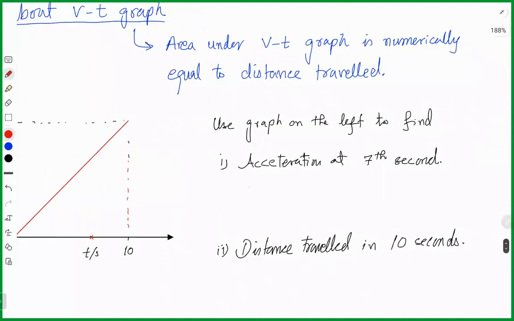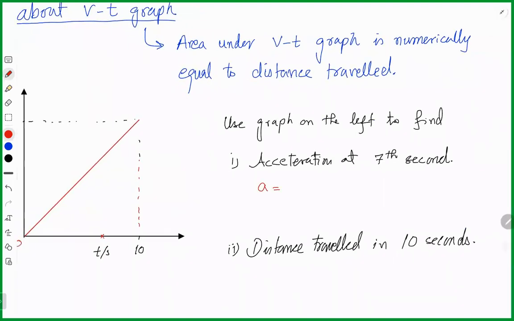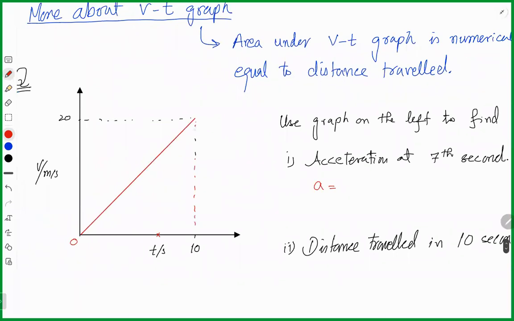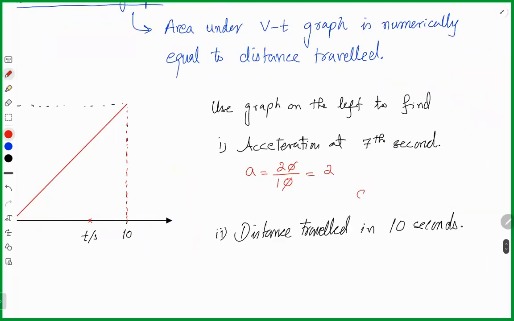In this case, acceleration will be the gradient of the graph, which is rise over run. What is the value of rise for the whole thing? 20. And what is the value of run? 10. So 0 cancels with 0, you get 2. What will be the value of acceleration? 2 meters per second squared. Again, that is wrong, because remember, whenever you get a single whole number answer, you have to make it two significant figures. So 2.0 meters per second squared.